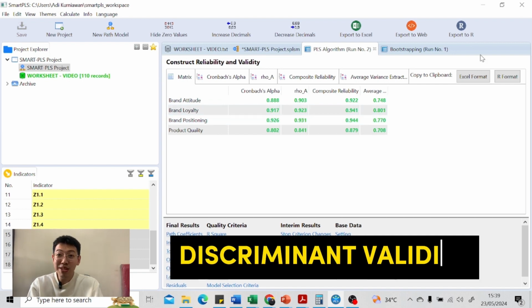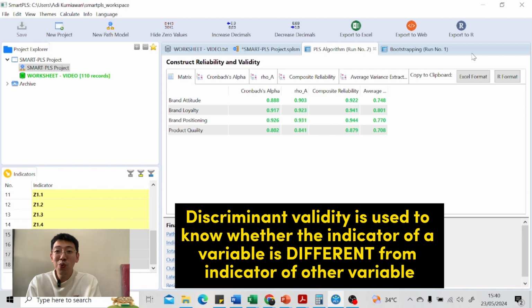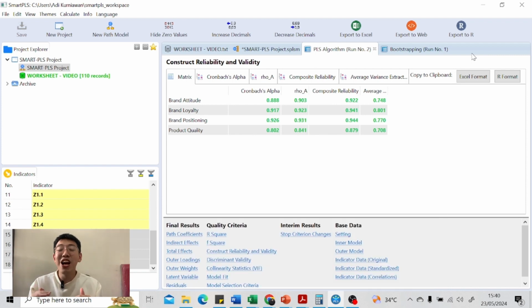The next one is discriminant validity. If convergent validity wants to know whether this indicator really represents this variable or not, discriminant validity wants to know whether the indicator of a variable or construct is different from the indicator of a different construct. For example, variable A has indicator A, variable B has indicator B. Indicator A and indicator B should not be correlated since they measure different variables. If indicator A and indicator B are correlated, the discriminant validity will not be fulfilled.